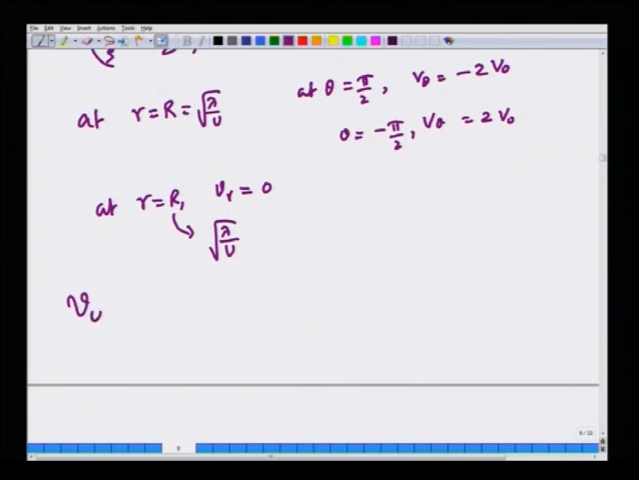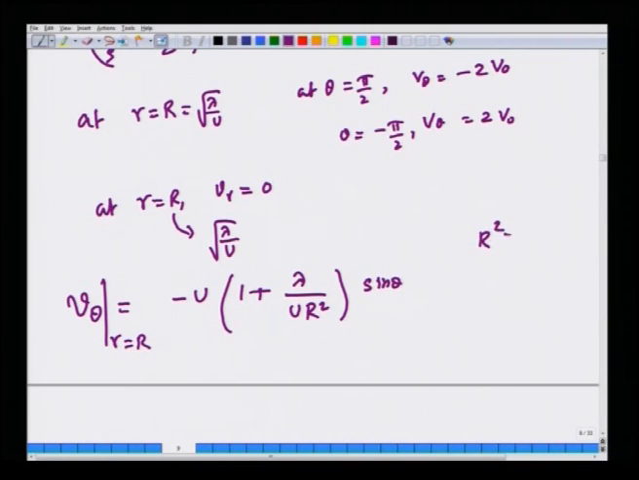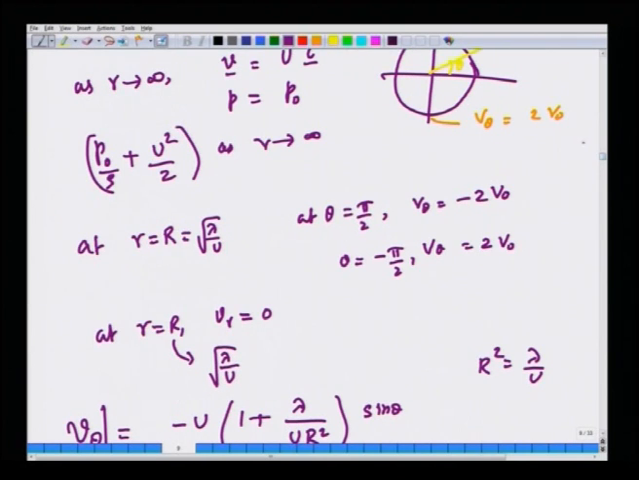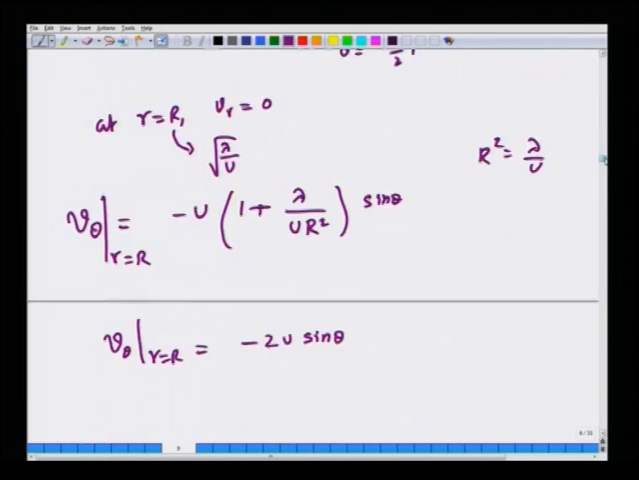So, the only velocity you have to worry about is v theta, which upon putting in the radius, you get minus u times 1 plus lambda by u capital R squared, times sin theta. Now, capital R squared is nothing but lambda by u by definition, that is how we defined the radius of the cylinder. So, v theta evaluated at the radius of the cylinder is minus 2 u sin theta. This is the point I was trying to make, it is 2 u, there is no v naught, it is just u. This is the free stream velocity far away.